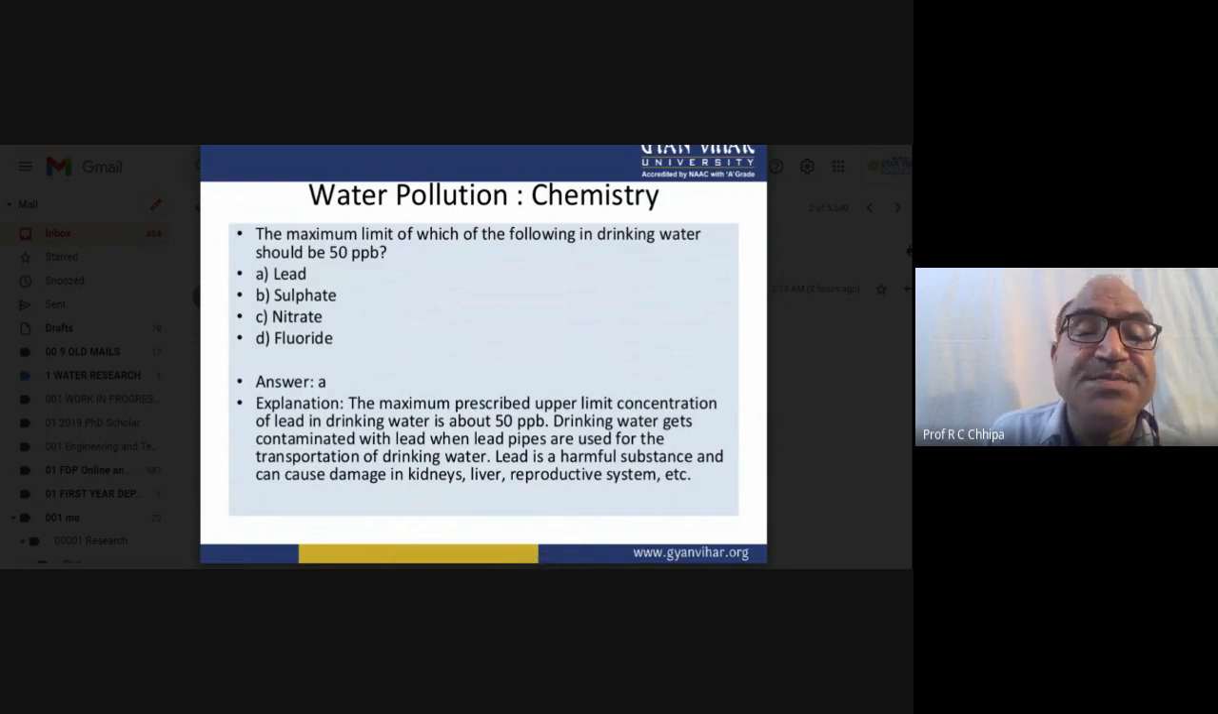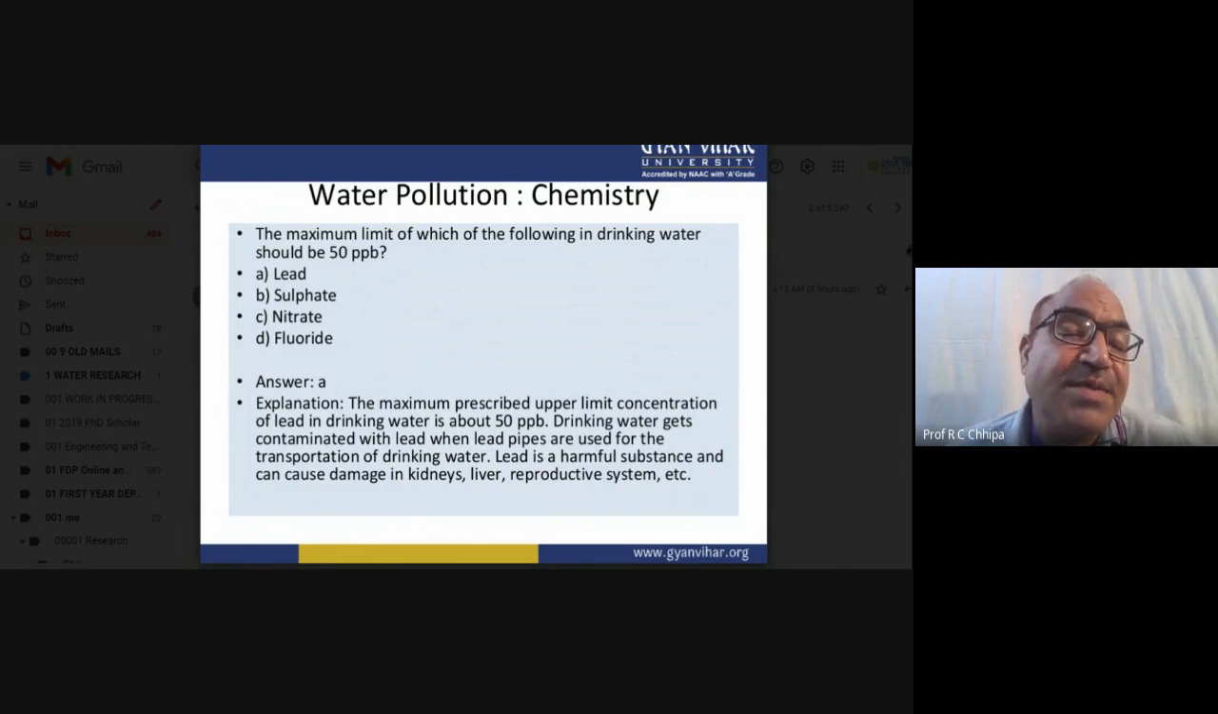The next question: the maximum limit of which element in drinking water is 50 parts per billion? The correct answer: lead. Lead comes from anti-knocking material. In case of anti-knocking material, tetraethyl lead is used. In petrol, there is already anti-knocking material present, and that is the lead containing compounds. So this is the 50 parts per billion.